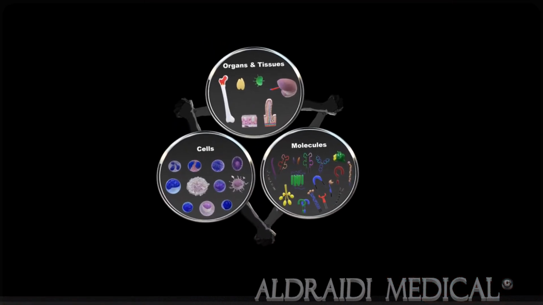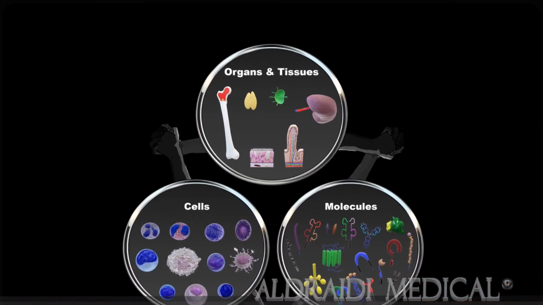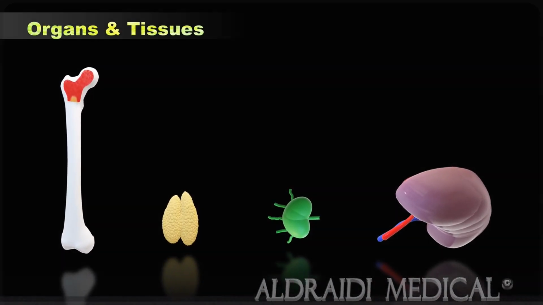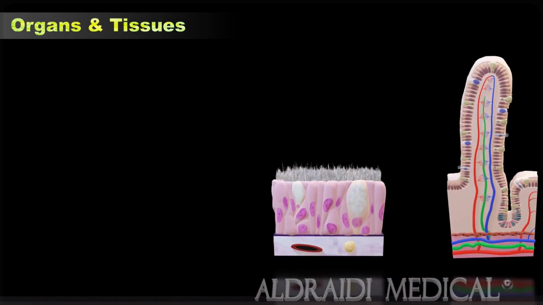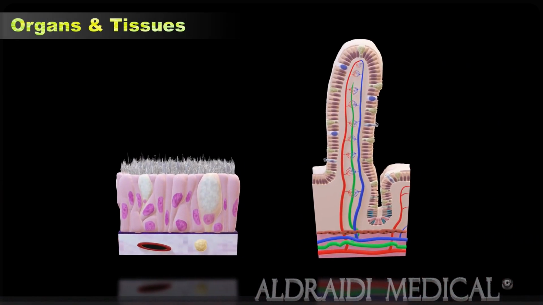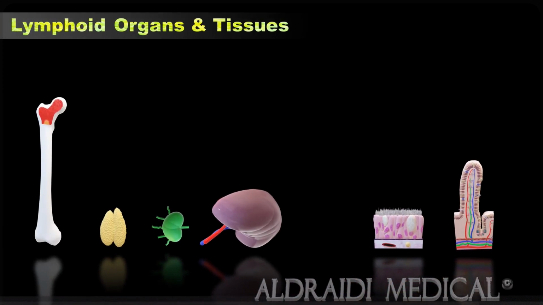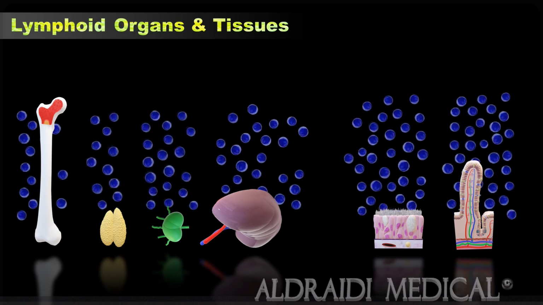Now let's start with the first of these components, which is the organs and tissues. This component is composed of the lymphoid organs and the lymphoid tissues associated with the mucosal epithelium. The lymphoid organs and tissues are characterized by being full of a very large number of lymphocytes.